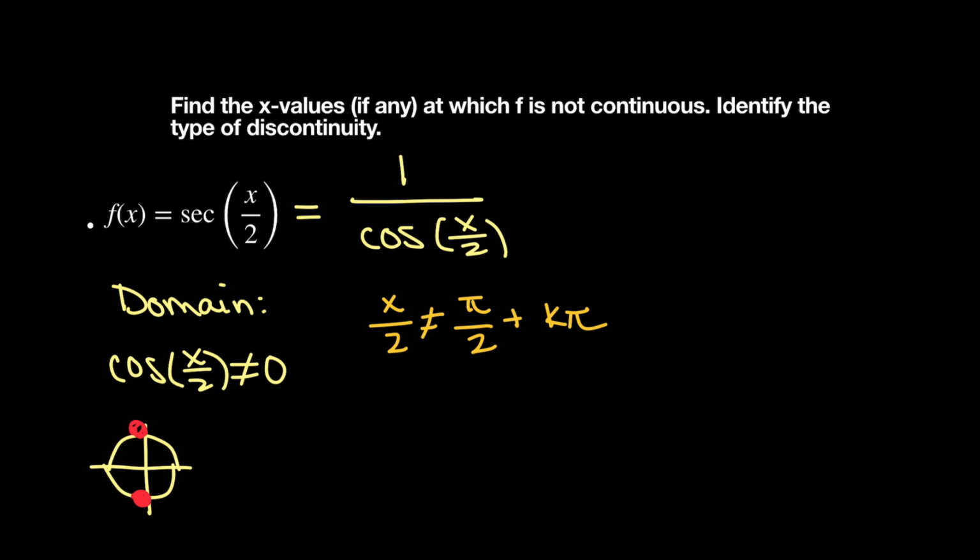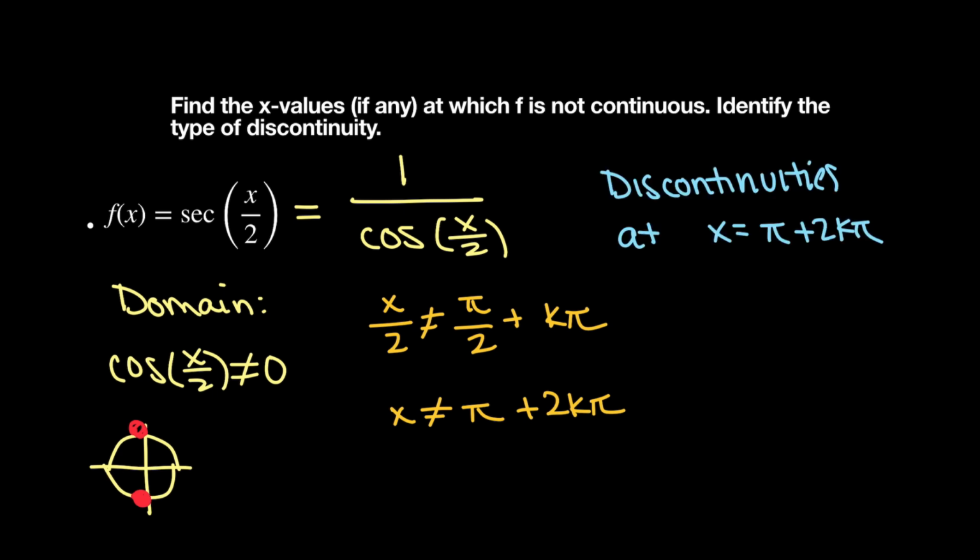K would be an integer. So pi over 2 plus any multiple of pi gives me a place where cosine is equal to 0, and so that's not going to be in the domain. I guess, though, this is still in the form x divided by 2 cannot equal pi over 2 plus k pi. So I should solve for x. I'm going to do that by just multiplying everything by 2. So x cannot equal pi plus 2k pi. Those are all the locations where the denominator is equal to 0. Those are all the points that are not in the domain of this function.